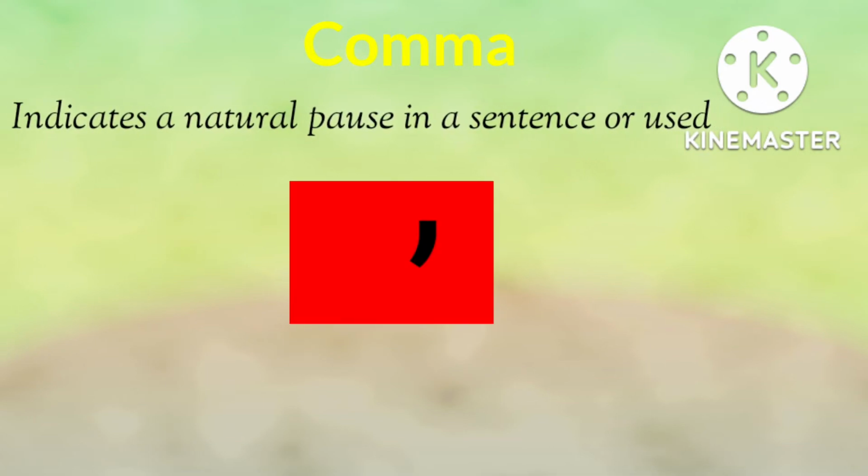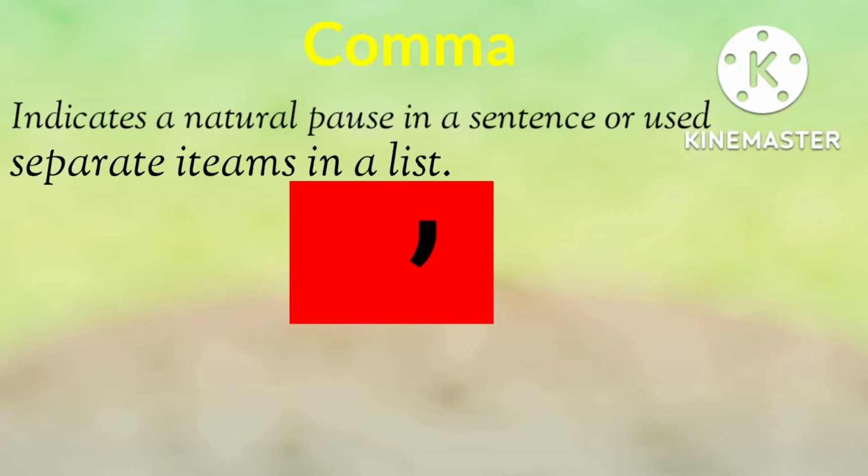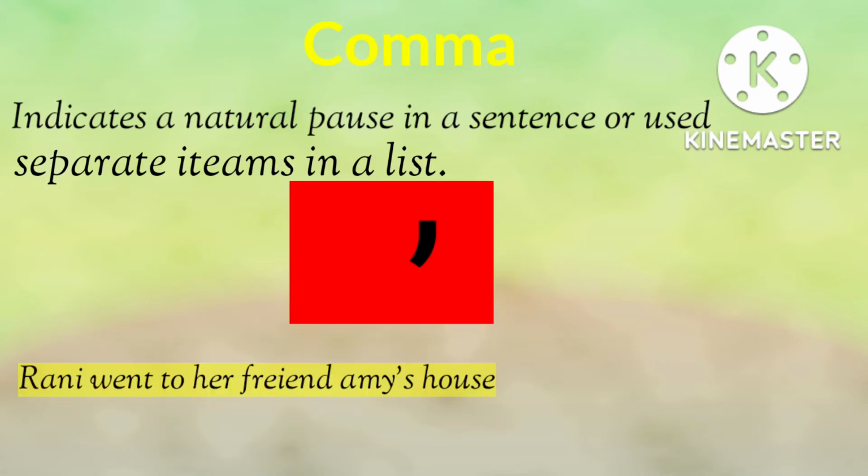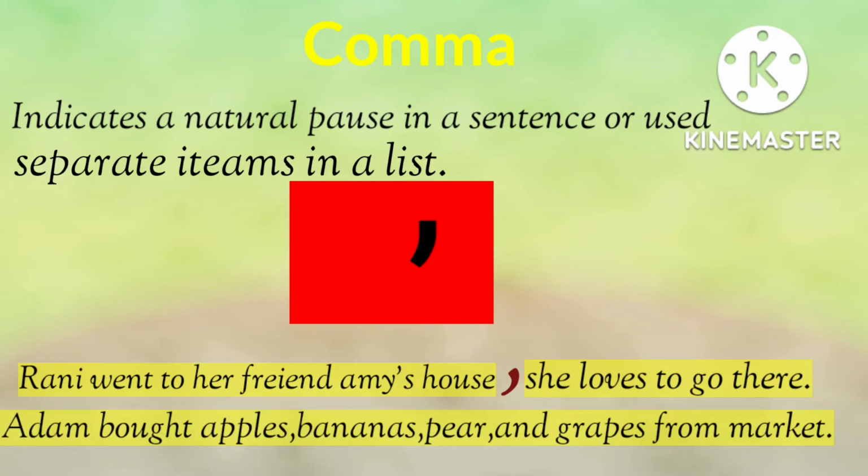Comma. A comma indicates a natural pause in a sentence or is used to separate items in a list. For example, Rani went to her friend Amy's house. She loves to go there. Adam bought apples, bananas, pears, and grapes from the market.